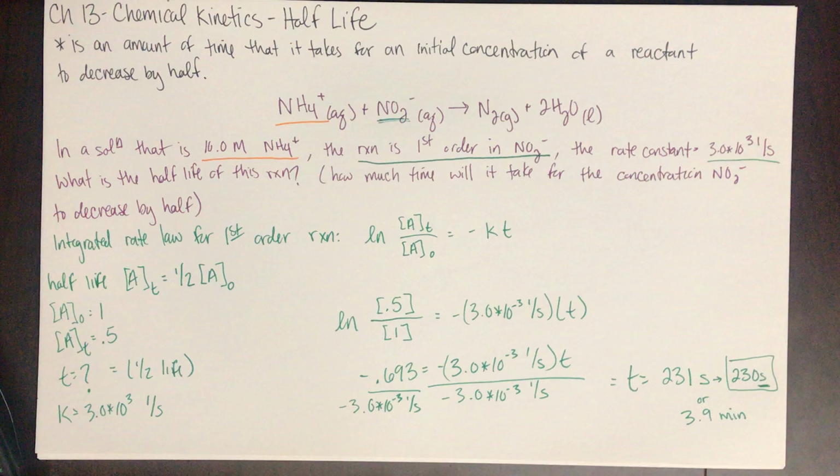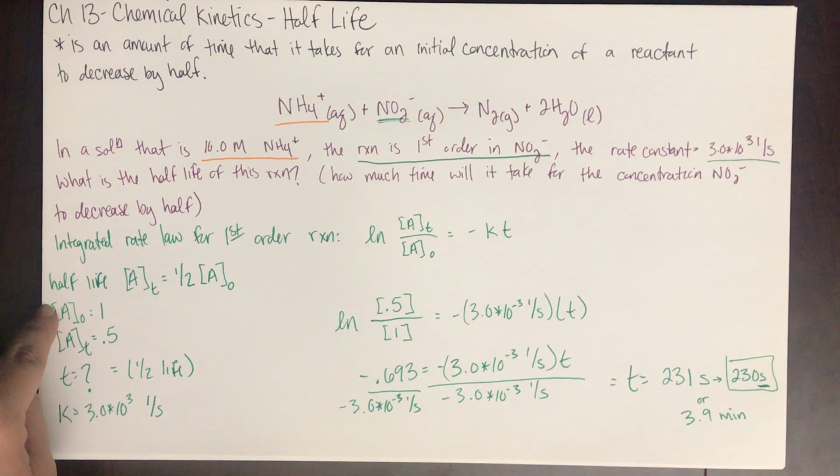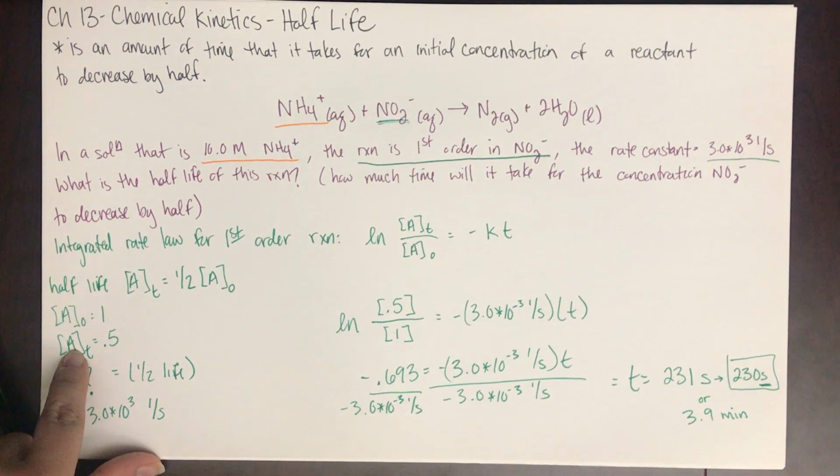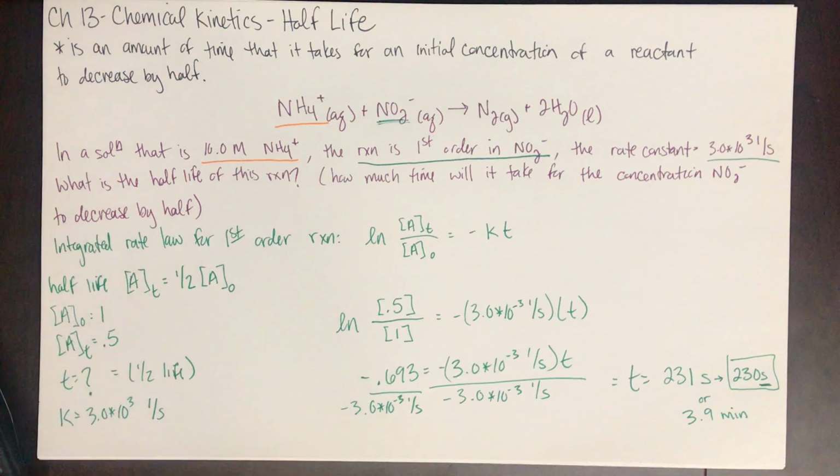This is an example of a half-life. So there are special half-life equations that are derived for you in your textbook and in the slides. You can always just say the initial concentration is whatever, and then the concentration at that time is half of it. So you can do whatever you want to solve for half-life. But again, the half-life is an amount of time that it takes for the initial concentration of a reactant to decrease by half.